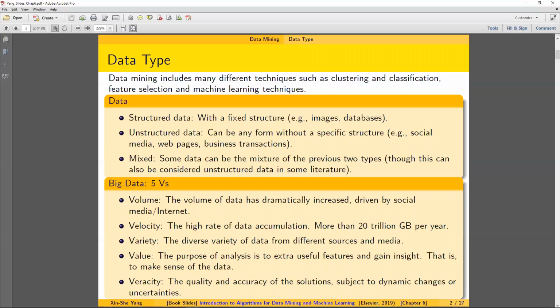In terms of data, there are structured data with fixed structure, including numeric data that we exposed previously, and unstructured data. It can be text, social media images, web pages, or business transactions. It can be a mix of structured and unstructured data.